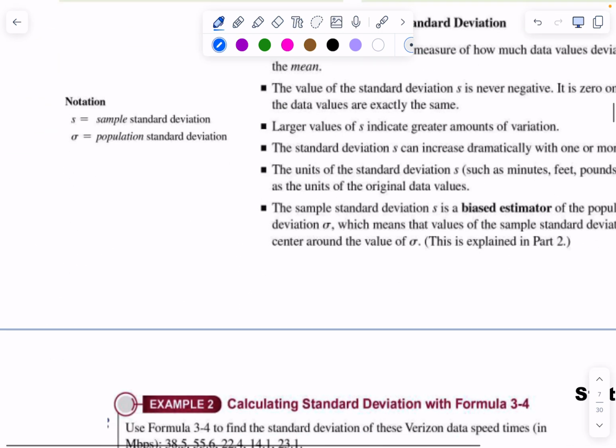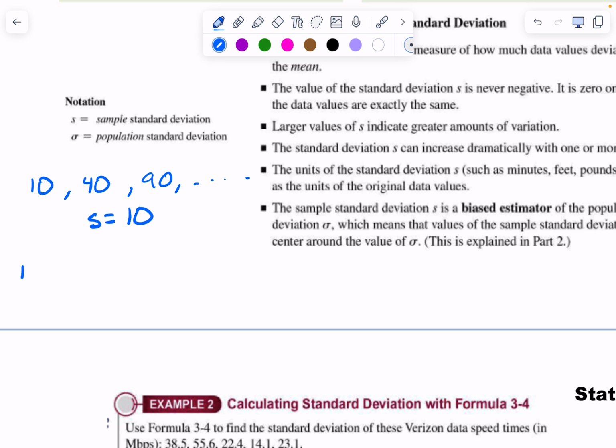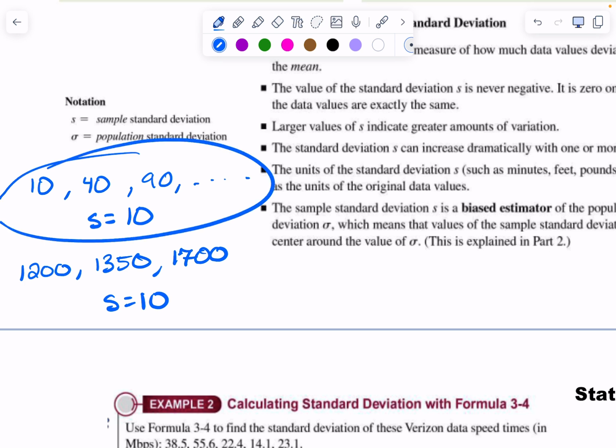Let's say my numbers are like 10 and 40 and 90, and my standard deviation there is 10, versus my numbers are 1200 and 1350 and 1700, and my standard deviation there is 10. Which standard deviation is more impactful? The top one. This is making a huge difference because my numbers are smaller. This one is not deviating a whole lot, even though they're both 10, right? If I have huge numbers and 10 for a deviation, that's not deviating a lot because the numbers are already huge. Does that make sense?